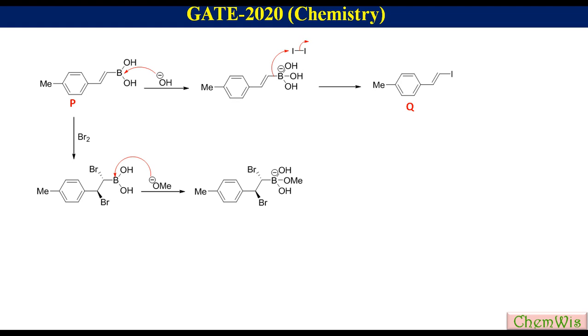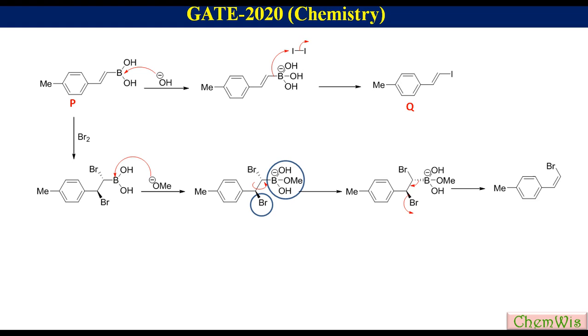For the elimination to occur, this bromine and the borate should be anti-periplanar. If we rotate this bond anti-clockwise through 60 degrees, it will give this conformation in which bromine and the borate are anti to each other. Now, elimination will occur like this to produce this less stable Z isomer of the bromo compound, which is structure R. So, option B is the correct option.